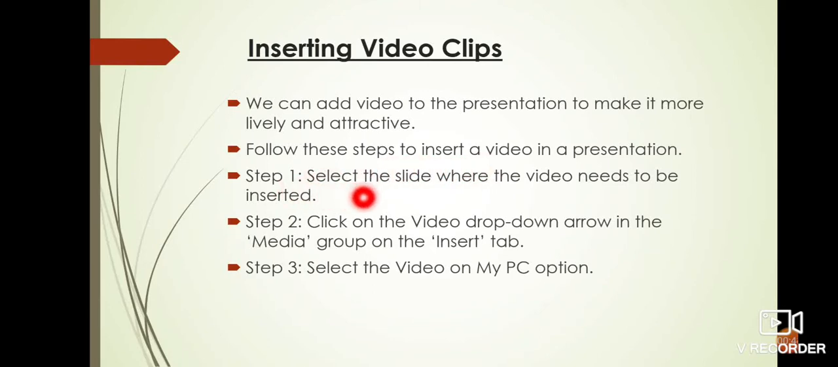Step 1. Select the slide where the video needs to be inserted. First you have to select the slide. Click on the video drop-down arrow in the media group. On the Insert tab, select the Video on My PC option.